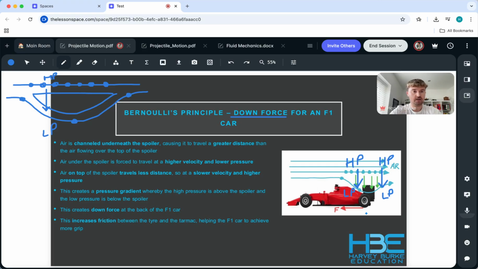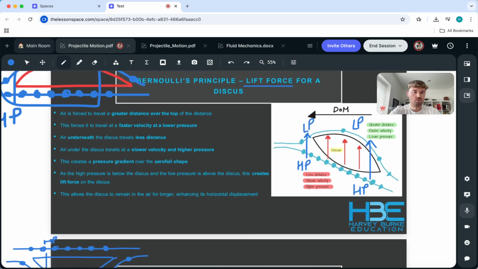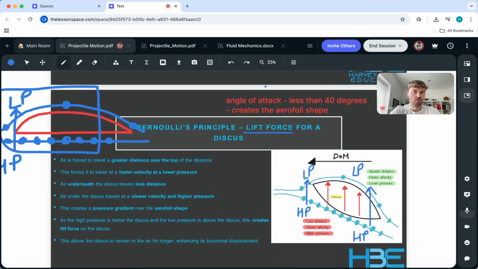car can accelerate quicker. So overall there, with a Bernoulli's Principle question, always make sure that you mention that there's an aerofoil shape which is created by an angle of attack. And then it's always that the air travelling in the more curved manner travels a greater distance at a faster velocity because it's got more distance to cover at a lower pressure, because the quicker the air is flowing, the more the air particles spread out.